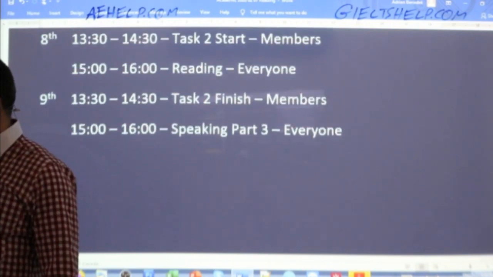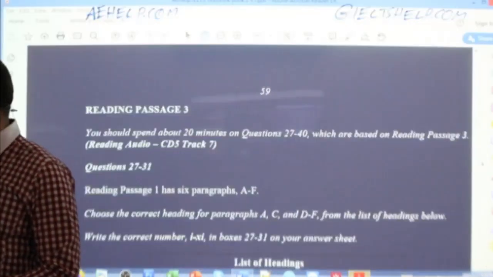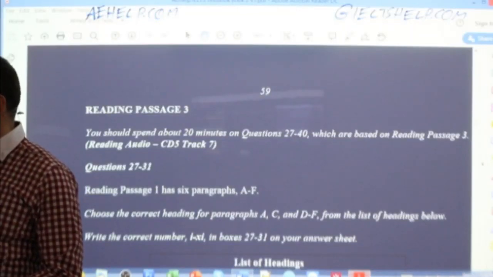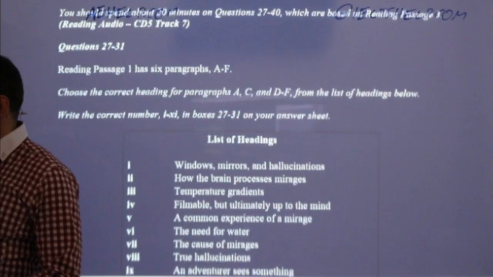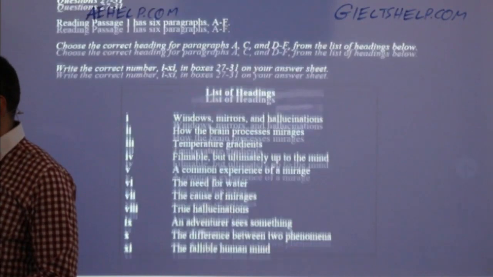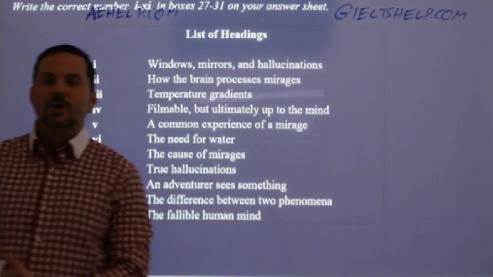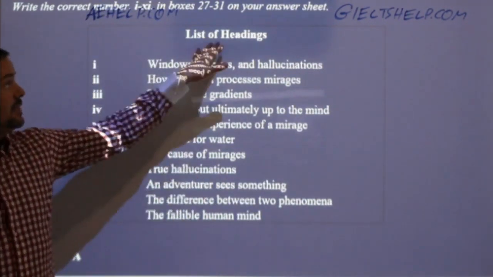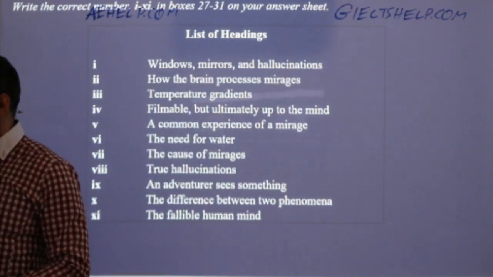All right. We'll get right into it, looking at reading passage 3 from exam number 5 today. And notice that we have a list of headings question here, which we will go through together and solve, and I will give you strategies for that list of headings question as well.